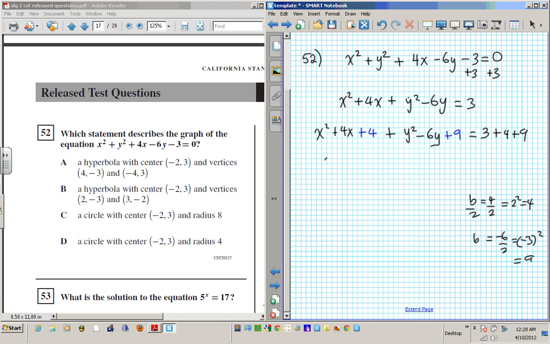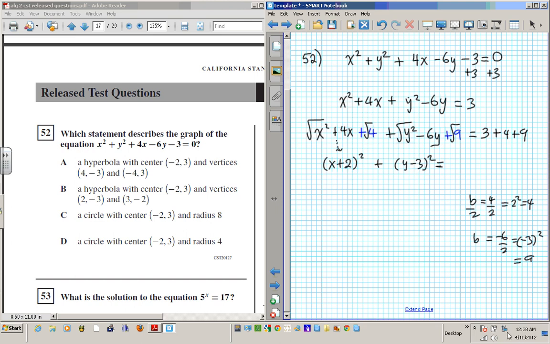This one factors into x plus 2 quantity squared. Remember, just root the first and the last and bring down the middle sign, okay, for the x part. And then for the y side, just root the first and the last, bring down the middle sign. You're going to have y minus 3 squared. 3 plus 4 is 12 plus 9. Wait a minute. Did I make a mistake here?